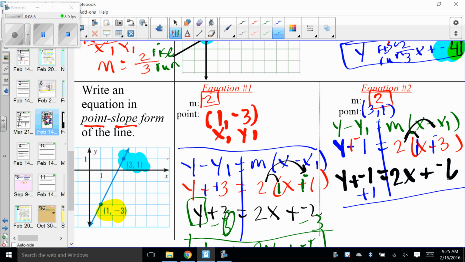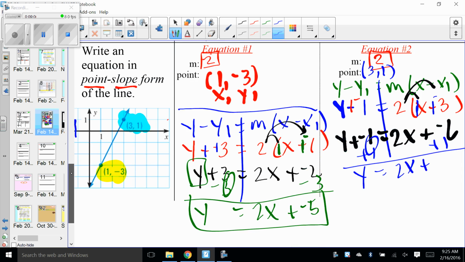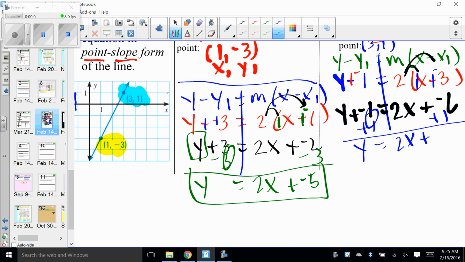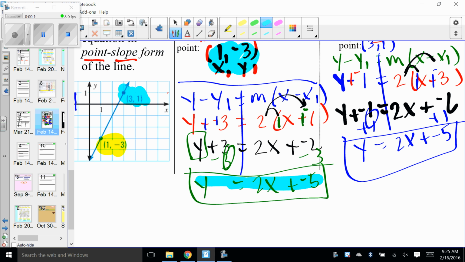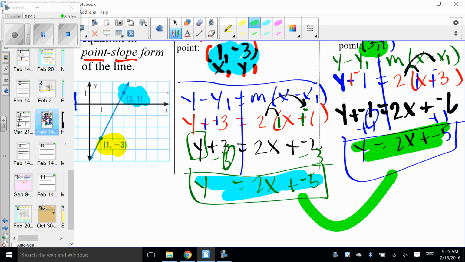Add 1, copy, paste. We have y equals 2x plus -6 plus 1. -6 plus 1. Go ahead and check that out. Pause this video if it's too fast. It's -5. Notice, it doesn't matter if I use my hotel room or if I use my friend's hotel room. Check it out. We got the same answer either way. So that just proves that it doesn't matter which hotel room you use.